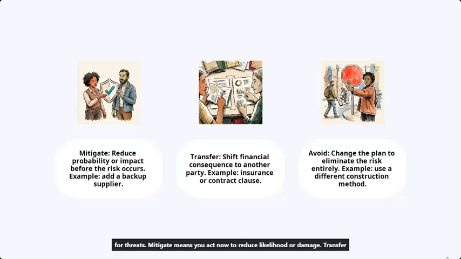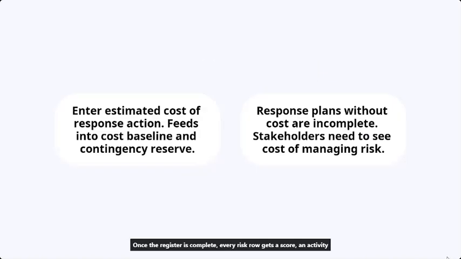Next, add cost to the plan. When you add a response plan in P6, make sure to fill in the cost field. If your mitigation action means hiring a backup subcontractor or buying extra materials, that cost is real and it needs to go into the schedule. Leaving the cost blank makes your response plan read like a wish list. Including it turns it into a budget item that can be tracked and approved.